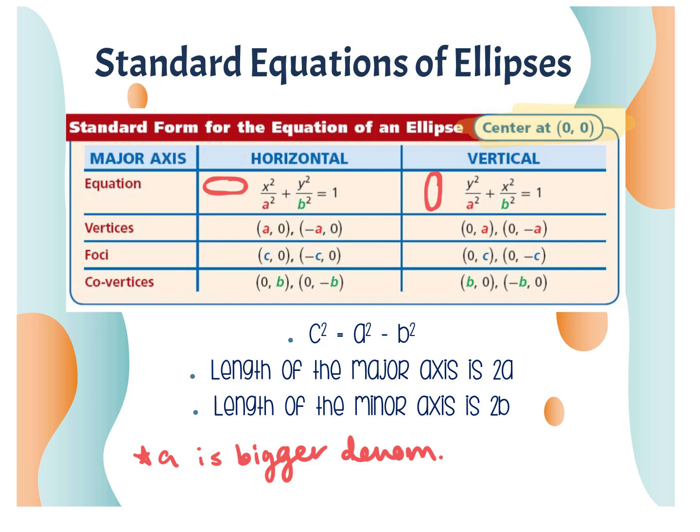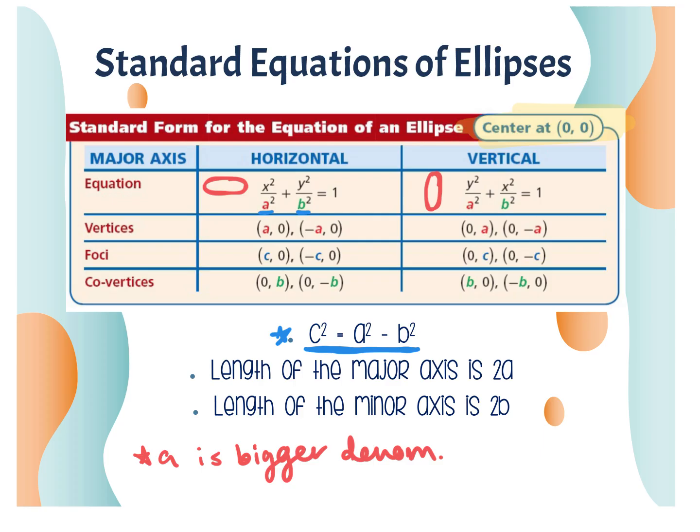In your equation, you'll have denominators that'll be your A and B. Those are going to help us find our foci, which is going to be the C. So we use the formula C squared equals A squared minus B squared. This is going to help us find our C, so we can determine the foci.